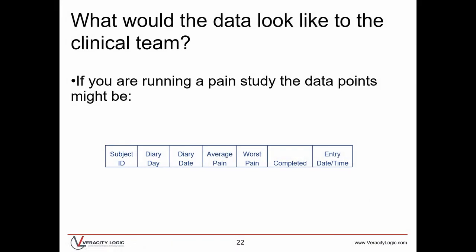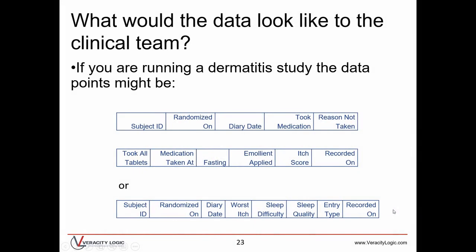If you are running a pain study, then the diary data points might look like the table below. Some of the data points you might need collected are average pain and worst pain scores. If you are running a dermatitis study, then the diary data points might look like the table below. Some of the data points you might need collected are, was the patient fasting? Did they apply the emollient? And what was the itch score?